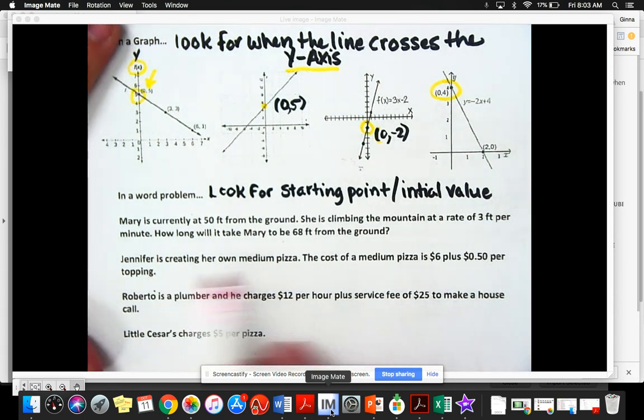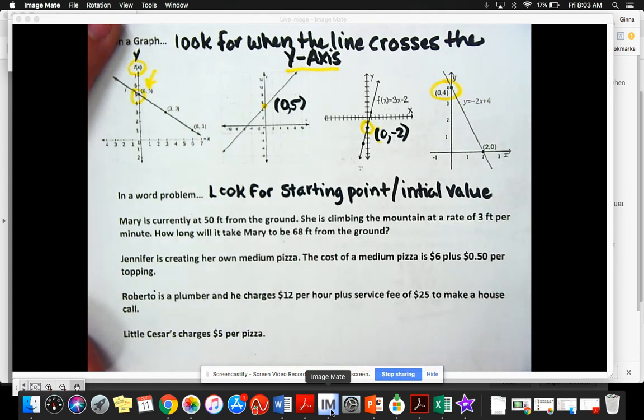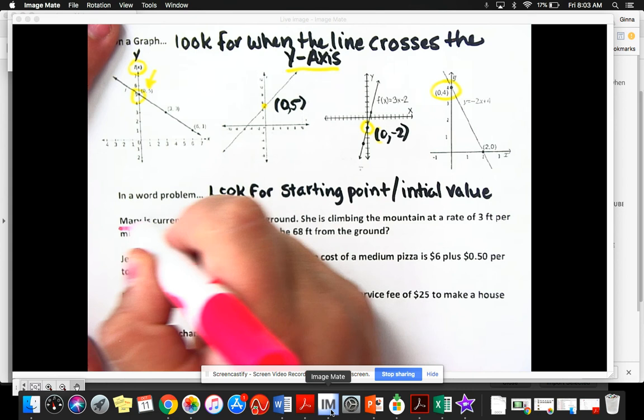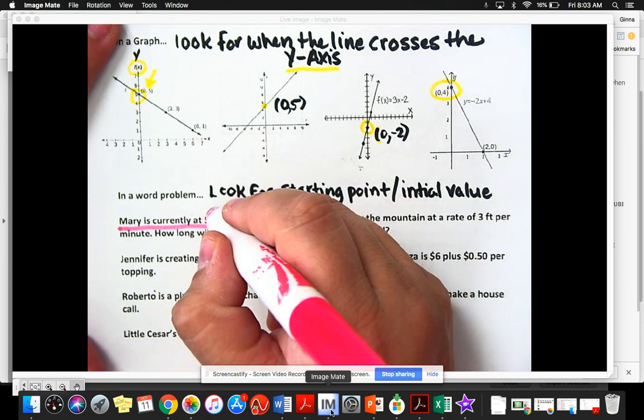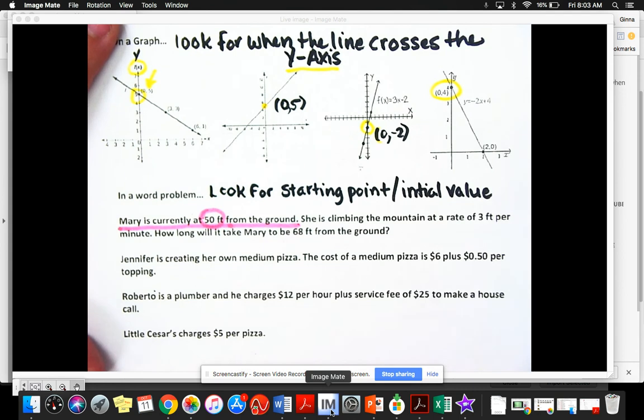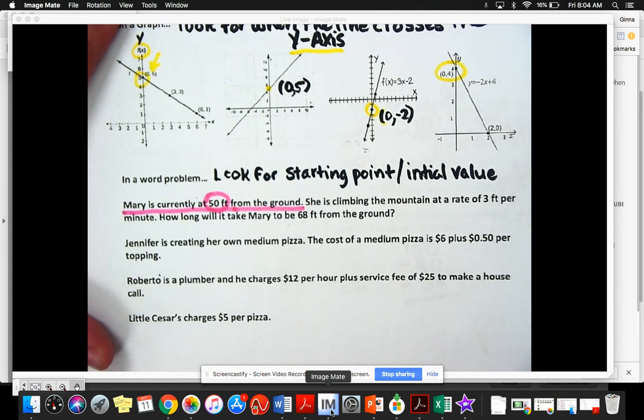So if we look at this, I really don't care where Mary is at 68 feet. I just want to know, where does Mary start to begin with? And if you look at the very first sentence, it says Mary is currently at 50 feet from the ground. Right here, your y-intercept is 50. That's where she starts. It's that easy, guys.